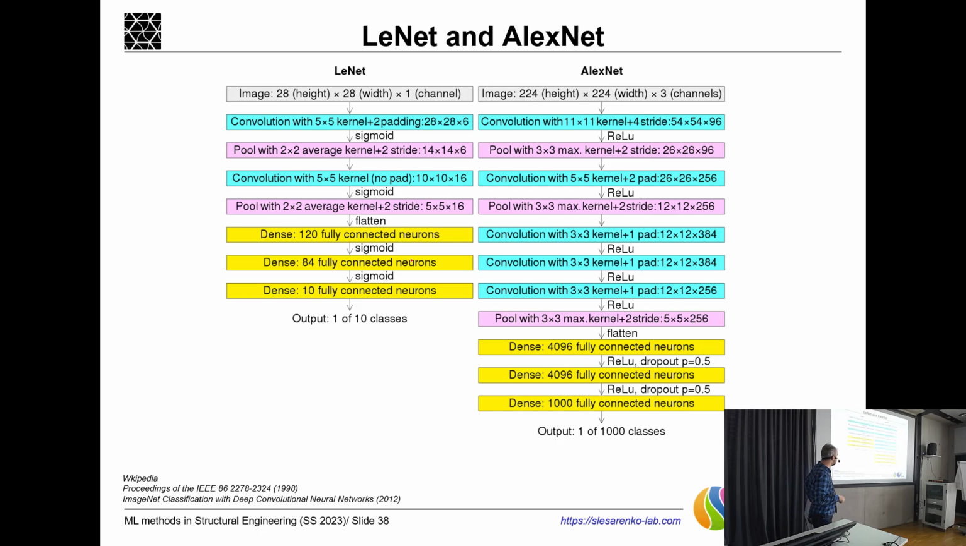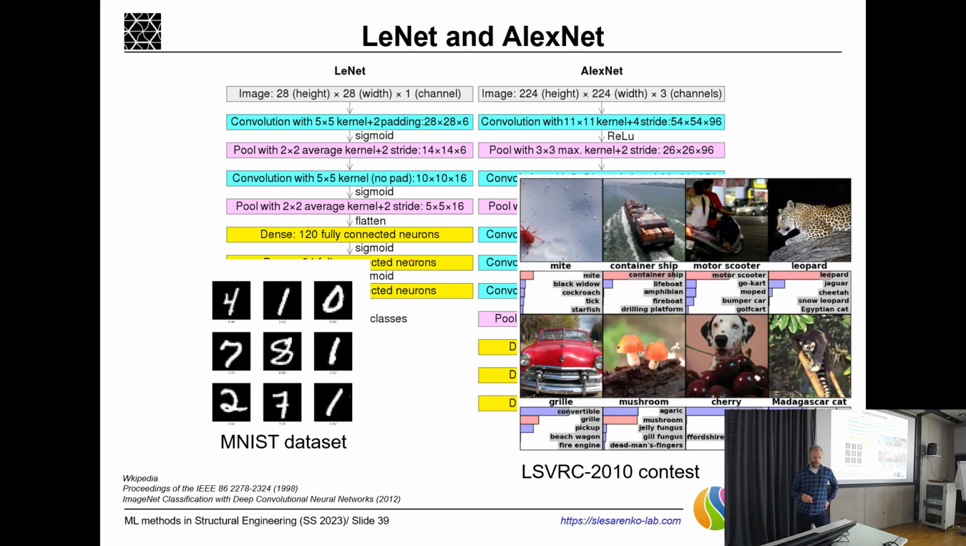So it's much more. And this particular model was very successful in a challenge from Google, where you need to recognize images and classify them into 1,000 different categories, like container ship, mite, motor scooter, leopard. And there are also some, I think, unsuccessful attempts. Because it detects cherry, probably looking at that one, but it wanted to say Dalmatian. So these are the two examples.